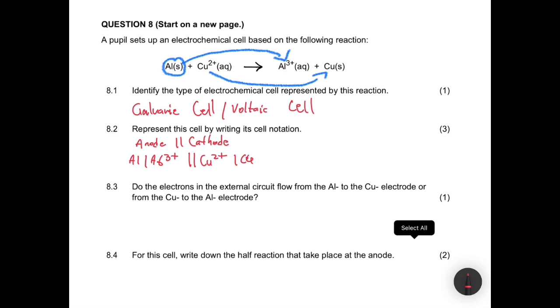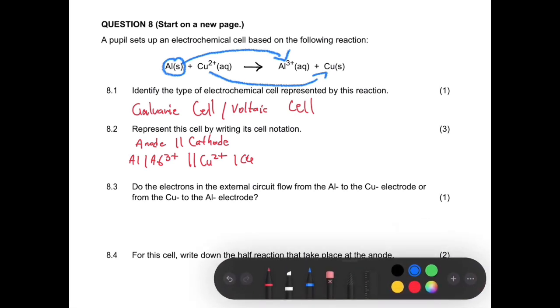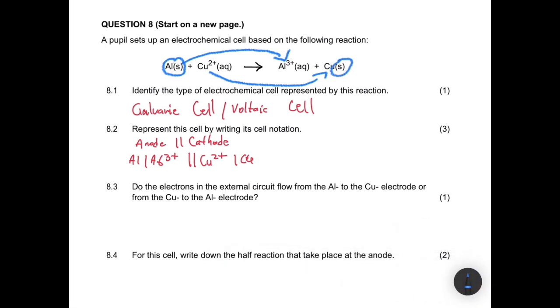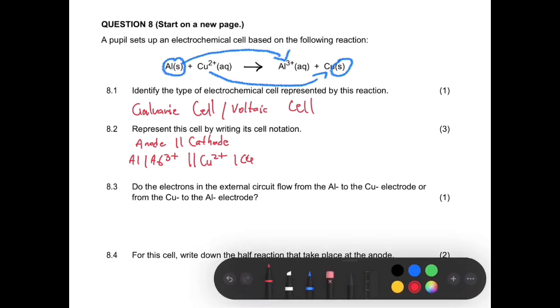Well, if you write this, you get your full marks, but you can go a step further and give the states, right? You can see that for the copper here, it's a solid, so you can put that in your cell notation. But then we don't want to make any unnecessary mistakes, so let's just leave it like this and go to the next question. You are going to get your full marks.